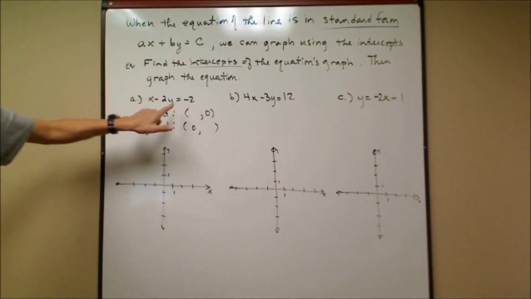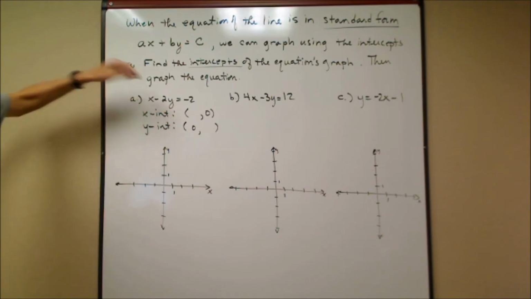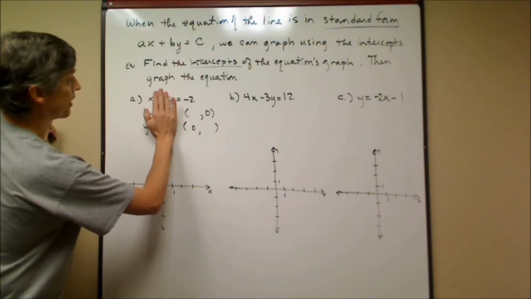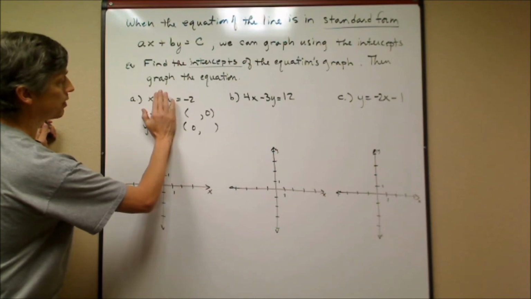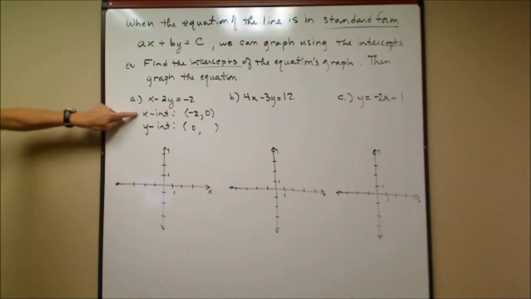When the y is 0, if I put a 0 in here, 2 times 0, that just all disappears. And let's see if I can show this to you here. If I just cover it up, what's going to disappear? You see I'm going to get x equals negative 2. That's my x-intercept, negative 2, 0.